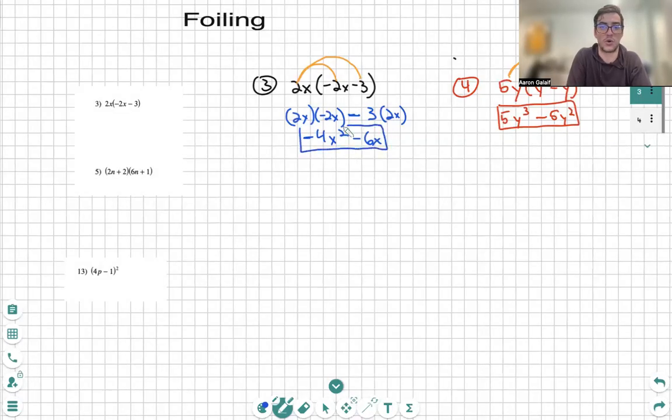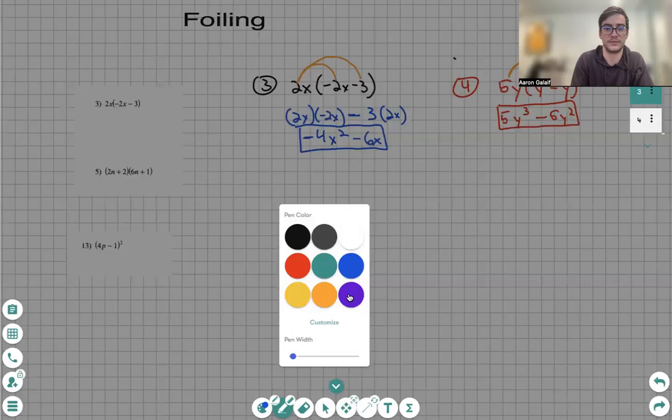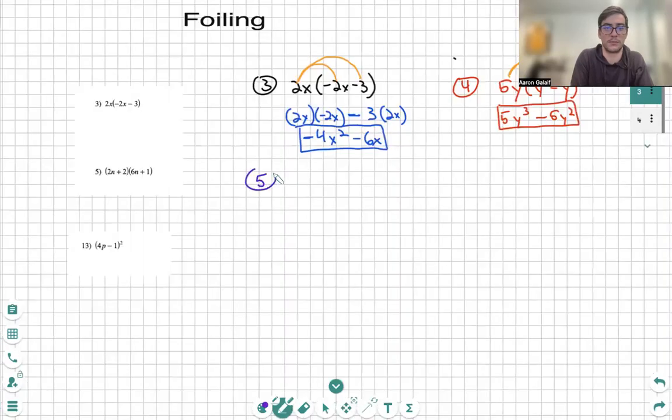Easy stuff. So let's go over a little more complicated ones with two binomials multiplying, and then we'll be done. So let's do number 5. We see now that both of these parentheses each have 2 terms, so we can't just distribute one term like we did above.